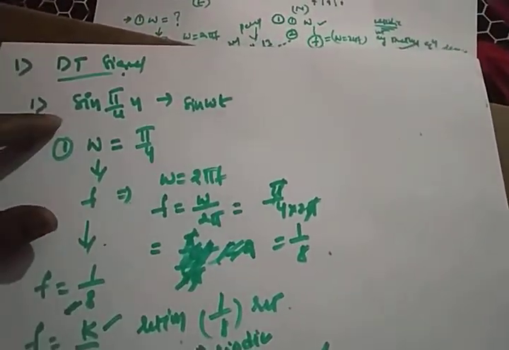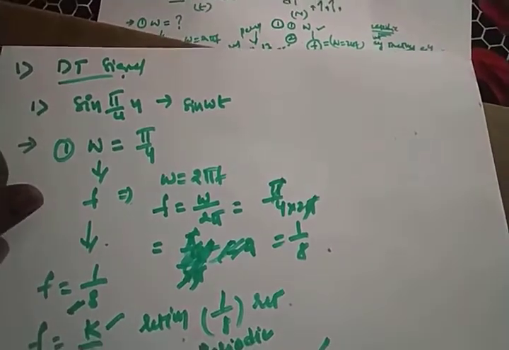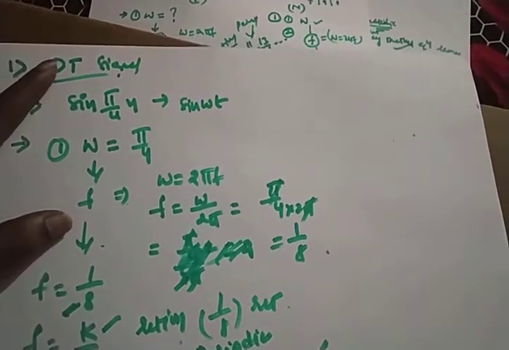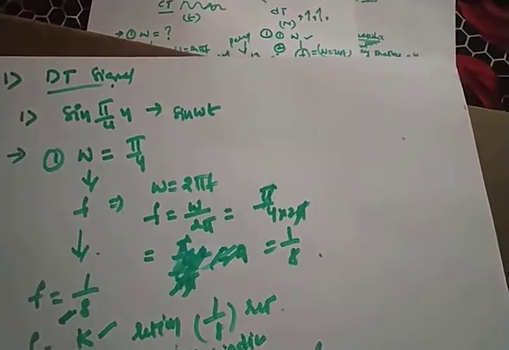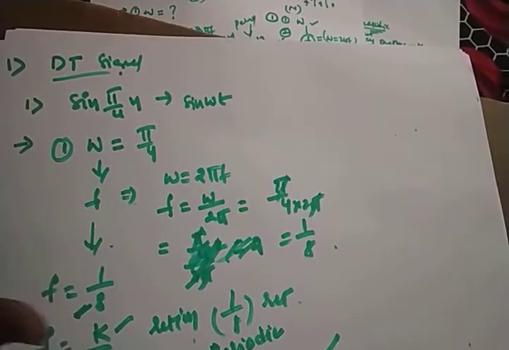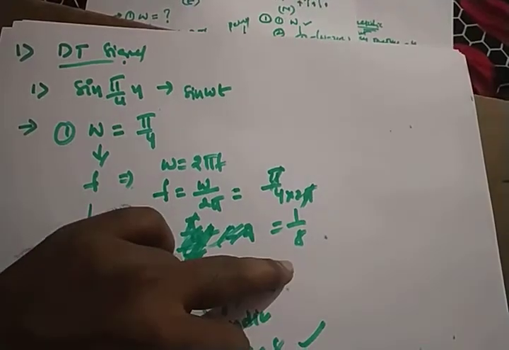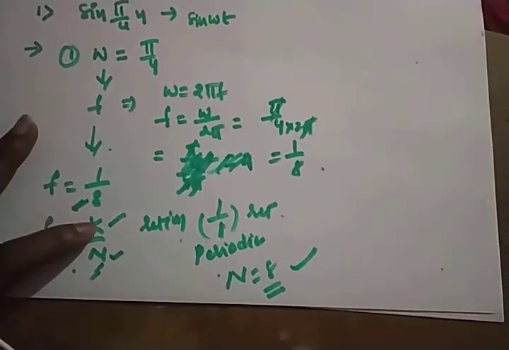So the given signal is sine of pi by 4 n. This is a discrete time signal. You have to find out whether the signal is a periodic signal or a non-periodic signal. So first find out the omega. Omega is equal to pi by 4. From that you have to calculate the f. The f value is 1 by 8. It is in the form of k by n.